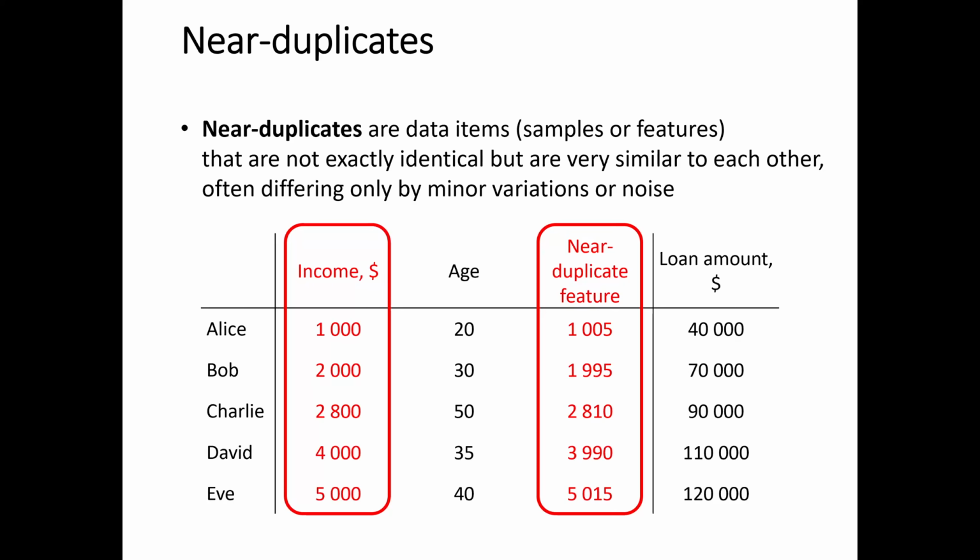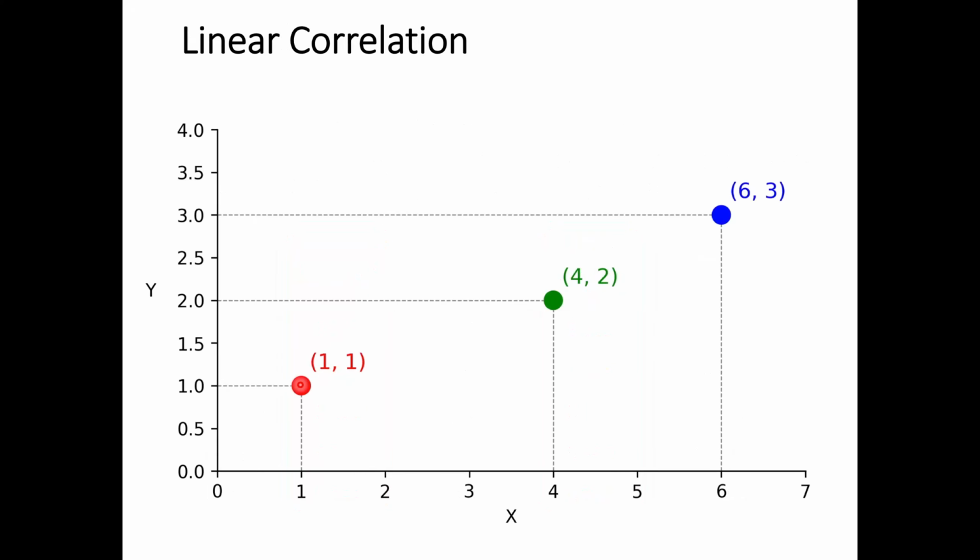One common way to detect near duplicates is by checking correlations between features. Highly correlated columns often indicate that the data carries almost the same information. Let's recall how the linear correlation coefficient, or Pearson correlation, is calculated. Suppose we have 3 points with these x and y coordinates. The correlation coefficient helps us understand how strongly and in what direction the variables x and y are related, whether an increase in one tends to come with an increase or a decrease in the other.